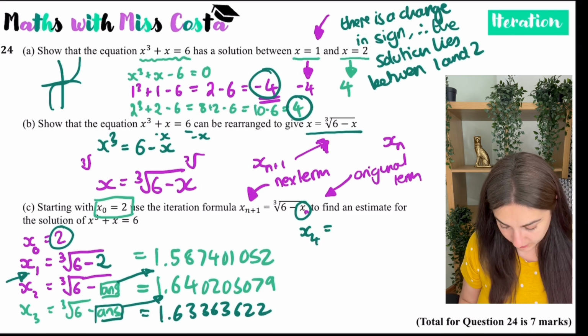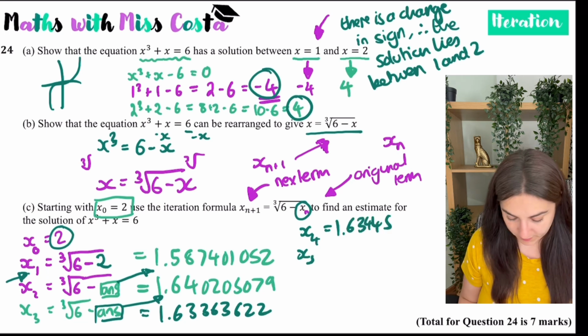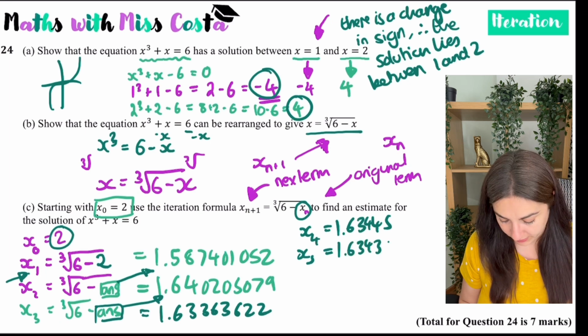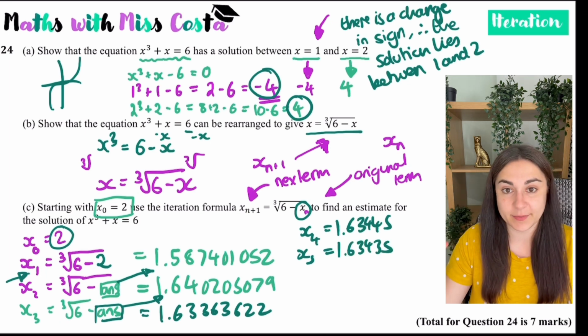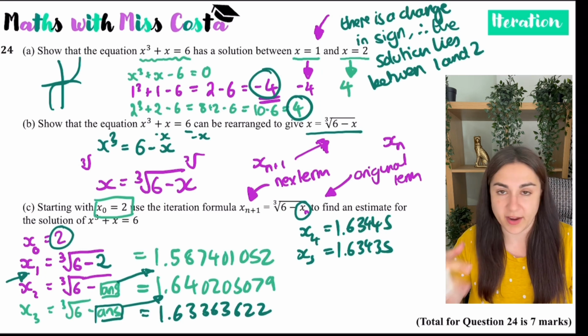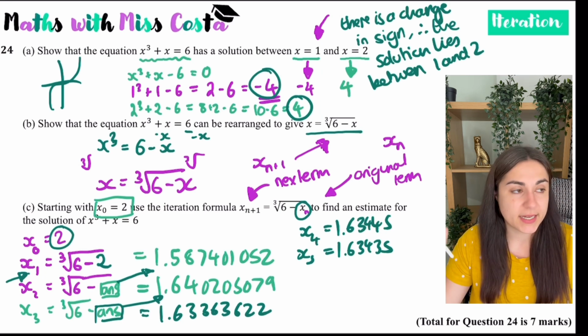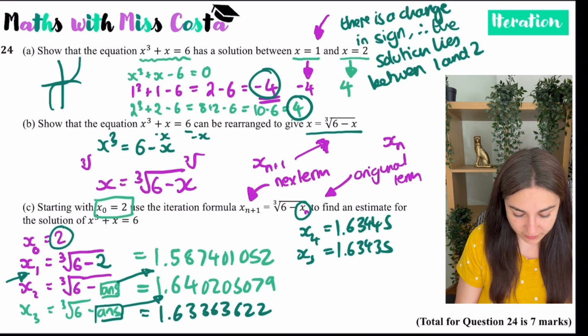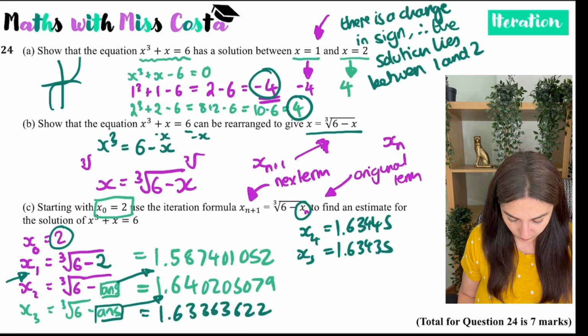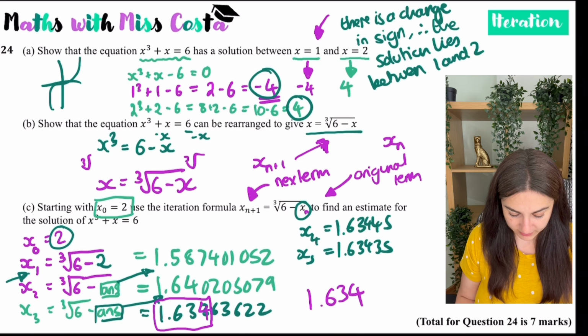So x4 would be 1.6344, x5 would be 1.63435. Now, it says to find an estimate for the solution. Sometimes it's going to tell you to try this iteration 3 times or 4 times. If it doesn't, then what you're looking for is the place where they all round to. So with the 4th and the 5th term, actually even this would round to 1.634. So 1.634, that would round to 1.634.